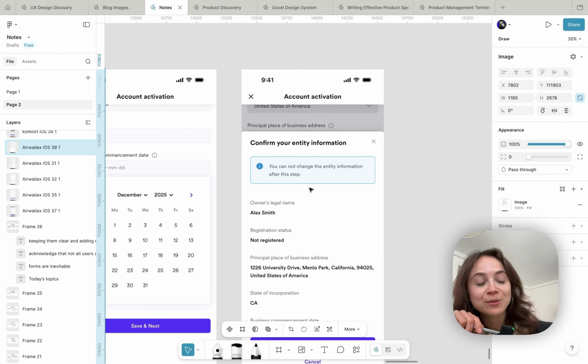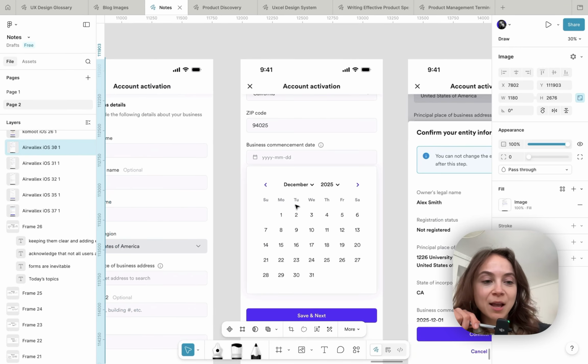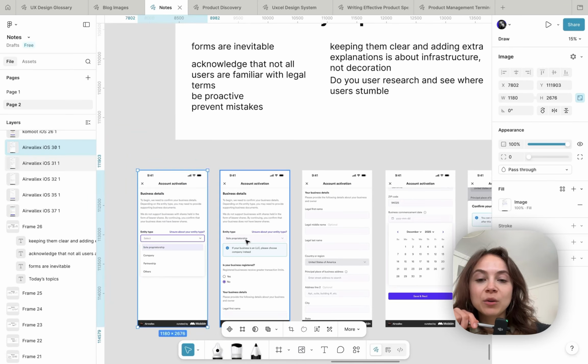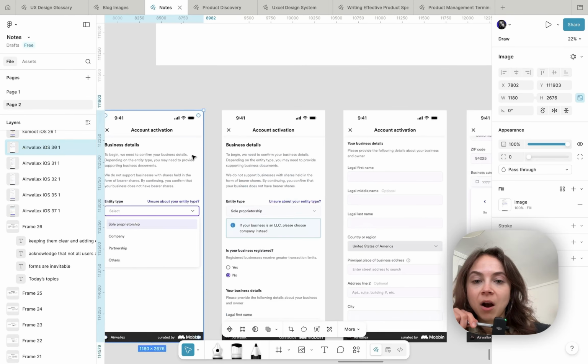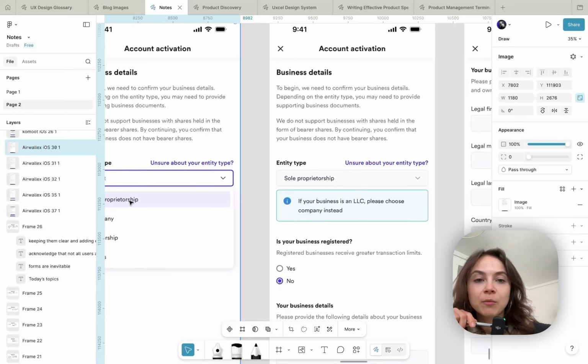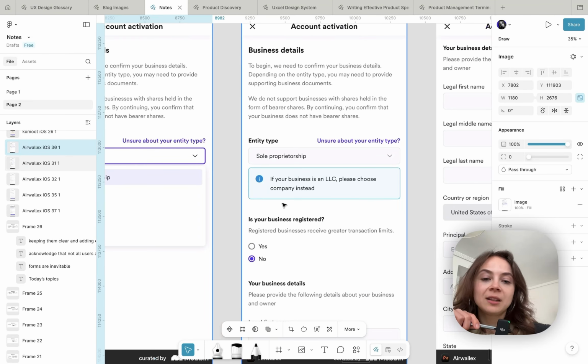And I'm begging you guys, do your user research and make sure with some simple prototypes you can see where your users are stumbling. You can ask them what information they're missing at some point, why they pause here, why they are feeling like they are unsure whether they provided the correct information, and how they can move forward.